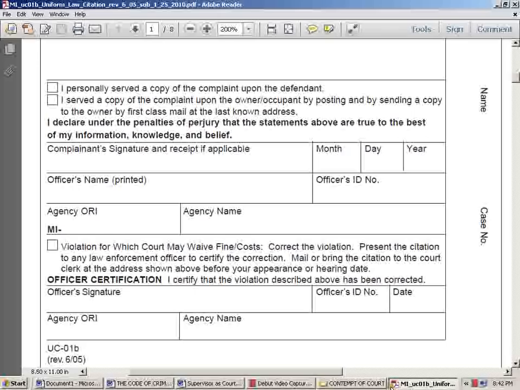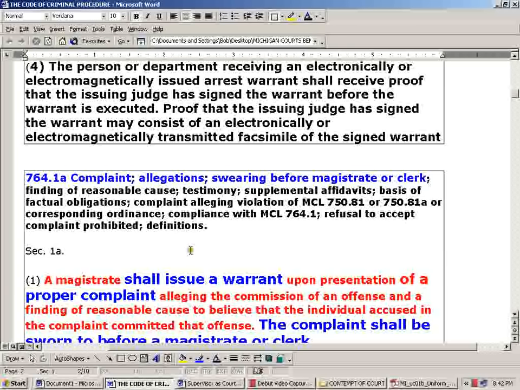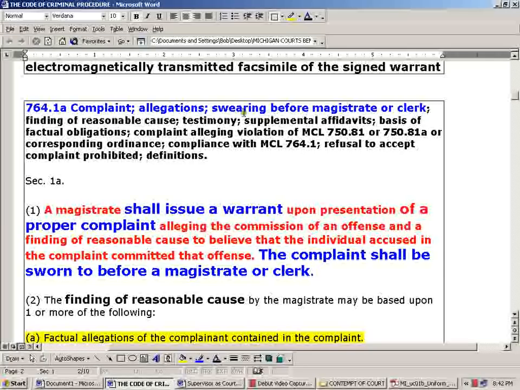It was printed out, but it wasn't a signature. The guy never put pen to paper. It didn't have his name. I don't think it cuts the mustard. Complaint. A magistrate shall issue a warrant upon presentation of a... So this is the good thing.